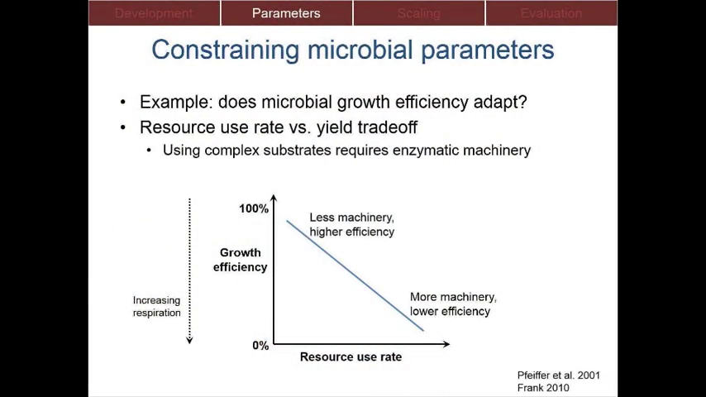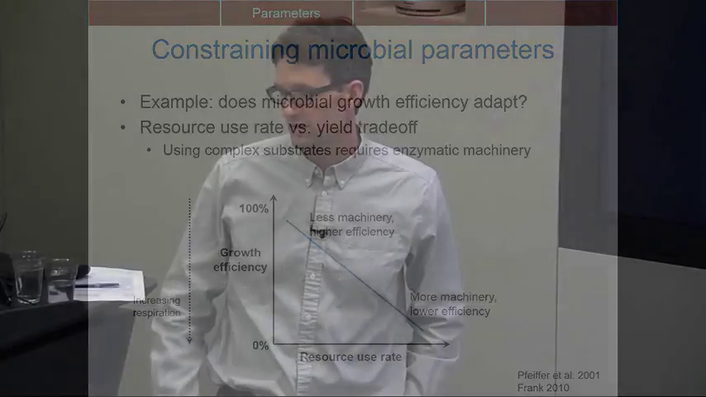Okay, so the last part of the talk is just asking the question of how we might constrain some of these parameters, because they seem to be so important in controlling soil carbon dynamics. So for example, we might want to know whether microbial efficiency is going to adapt or change with soil temperature. And it turns out that a lot of microbiologists have actually studied the factors that control microbial growth efficiency.